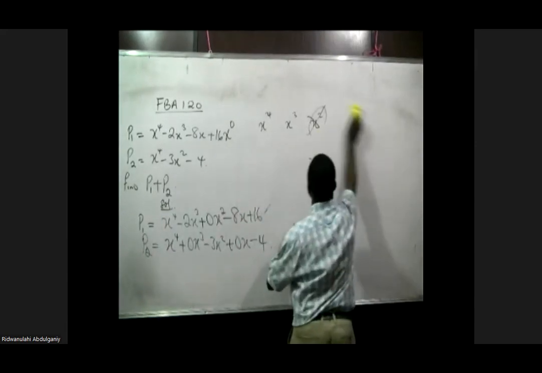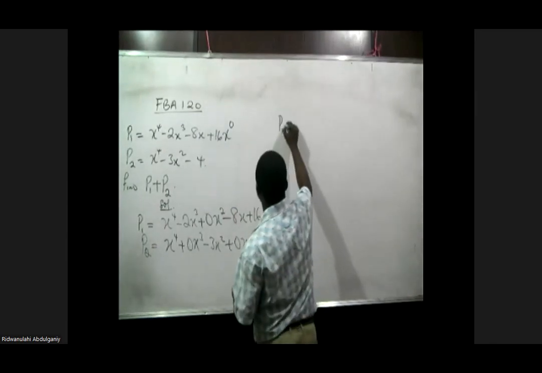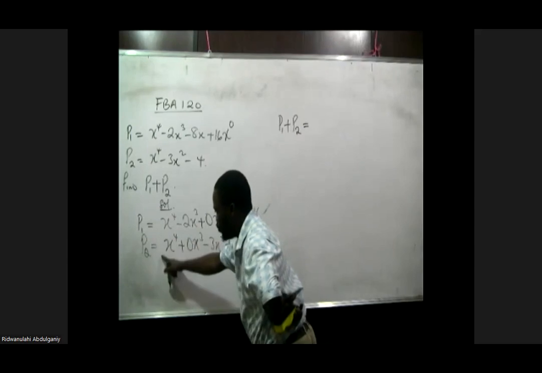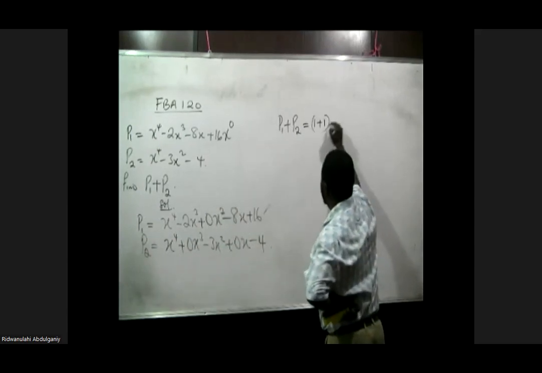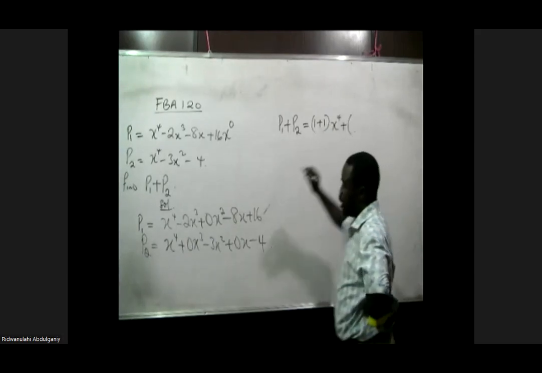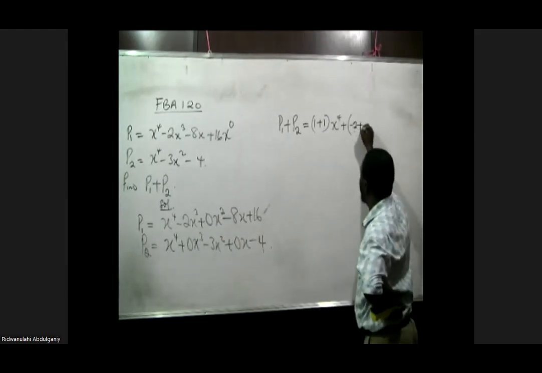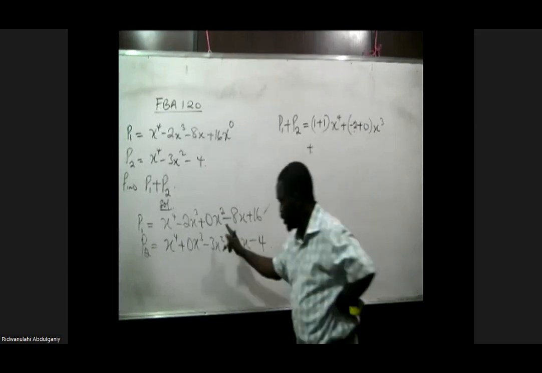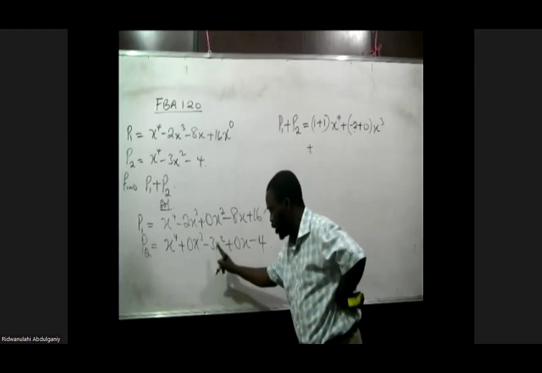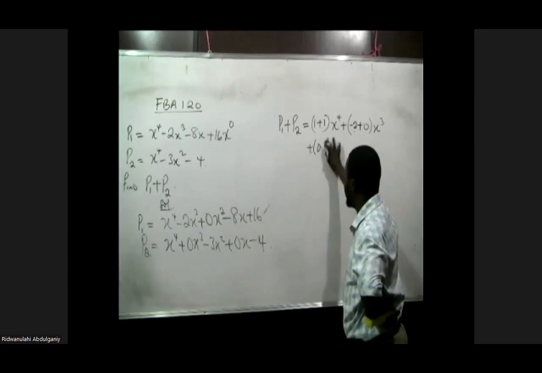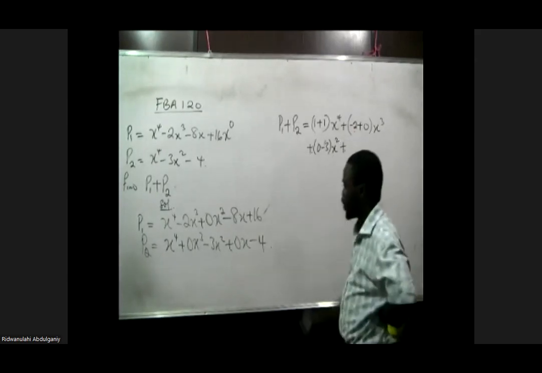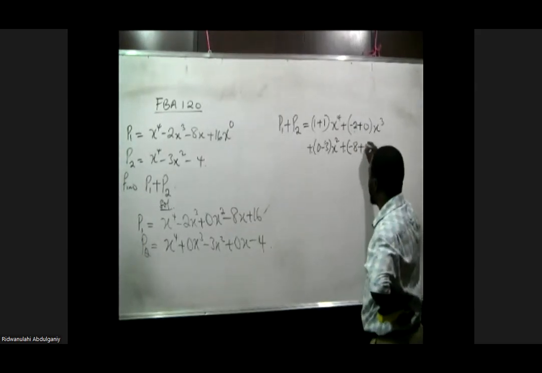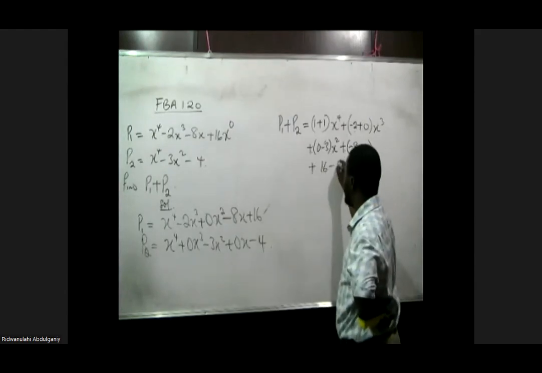Now we can add together. How do we add? P1 plus P2 equals the coefficient of x raised to the power 4 here, 1. Coefficient here also is 1. I have 1 plus 1, x raised to the power 4, plus the coefficient of x cubed here is minus 2, plus the coefficient of x cubed here is 0, so 0 x cubed. For x squared, the coefficient here is 0, and the coefficient of x squared here is minus 3. I have 0 plus minus 3 straight away, x squared. The coefficient of x here is minus 8, minus 8 plus 0. And the last term, we have plus 16 minus 4.